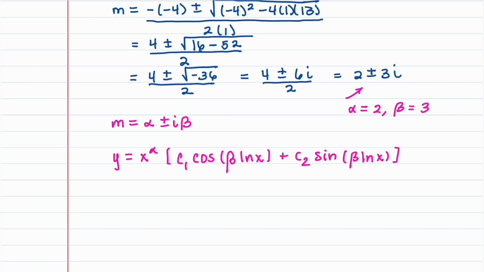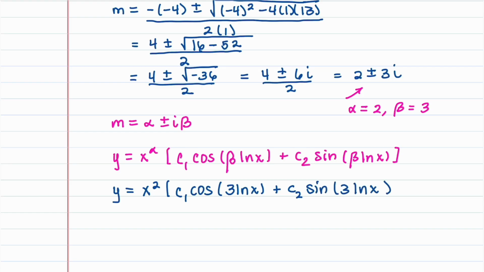Our solution then looks like this. y is equal to x to the alpha. Alpha is 2. And then we have c1 cosine beta, which is 3. So we have 3 natural log x plus c2 sine of 3 natural log x. And there's our solution. And that's it. You now know how to solve second-order Cauchy-Euler equations and how to write the general solution in all 3 cases. You should now be ready to work through some practice problems on your own.